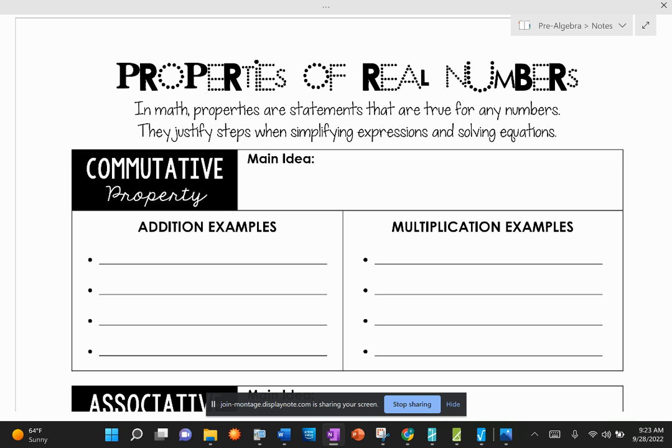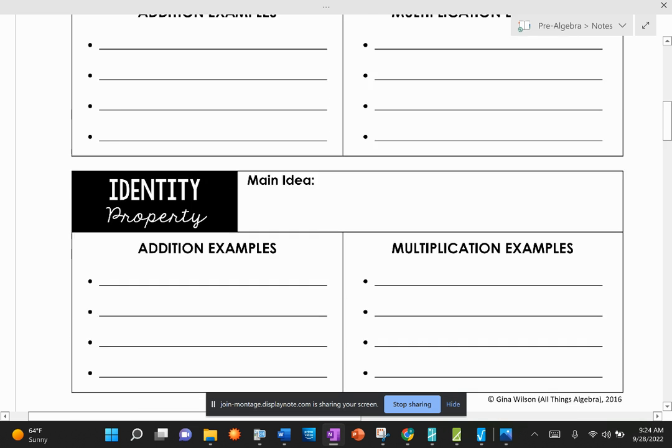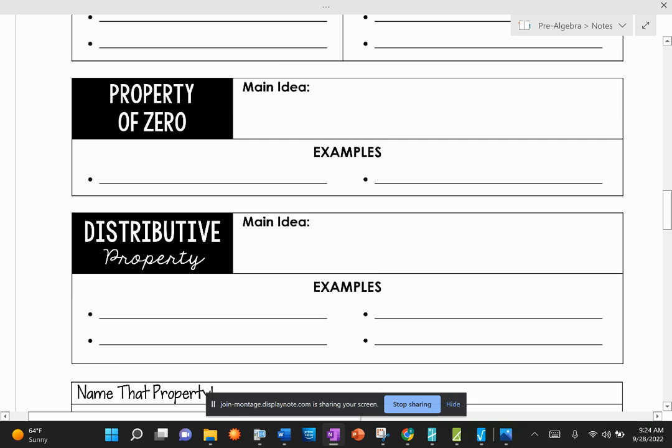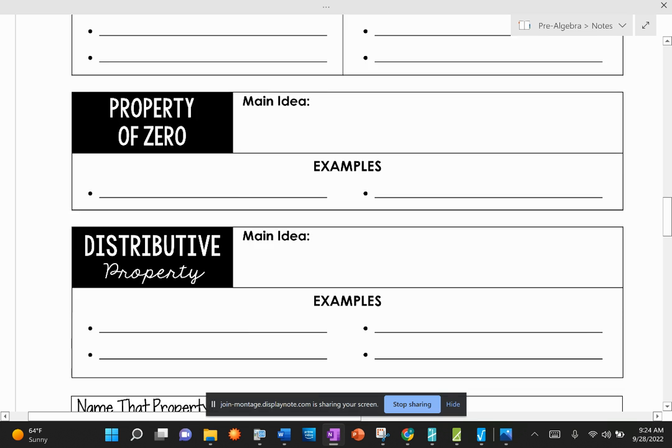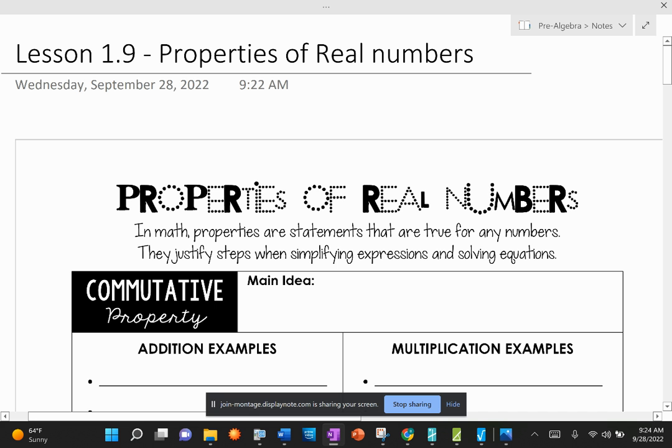What I want you to do is, with somebody you're sitting next to, read through. We've got 1, 2, 3, 4, 5, 6 properties that we're going to talk about today. I want you to discuss those 6 with someone you're sitting next to for the next minute or so. Which ones do we feel like we remember? Which ones do we feel like we've never heard of? Ready, set, go.